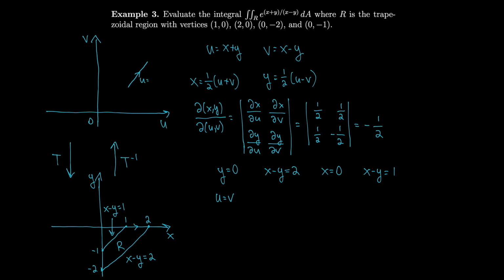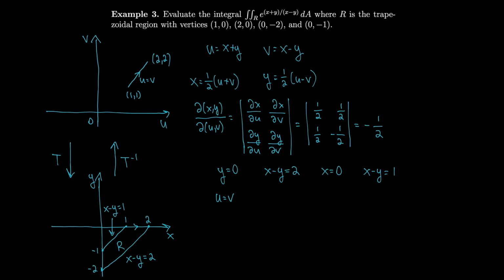U equals v. Okay, so this is the point 1, 1. Because you plug in y equals 0 and x starts at 1, and you get u equals 1. Do the same thing for v, you get v equals 1. And that means that over here also we get 2, 2, when we plug in 2 for x.